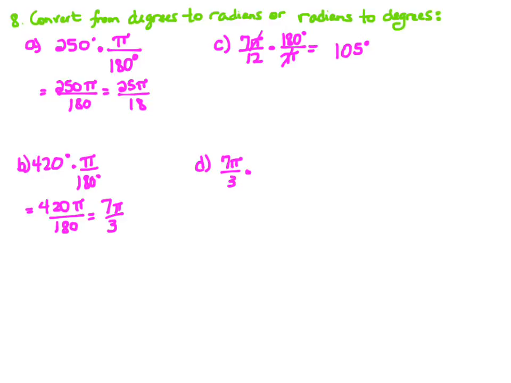Finally, 7 pi over 3. Again, we're going to multiply times 180 degrees over pi. I have pi in the top and the bottom, so they're going to cancel out. And 7 times 180 over 3 is equal to 420 degrees, which looks familiar. That was the same problem we had in part B, just converting in the other direction.